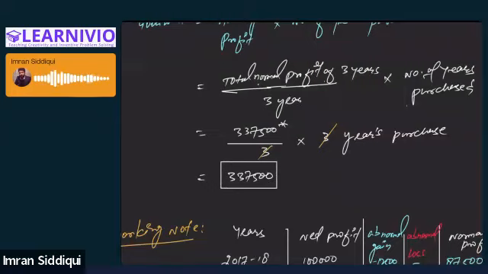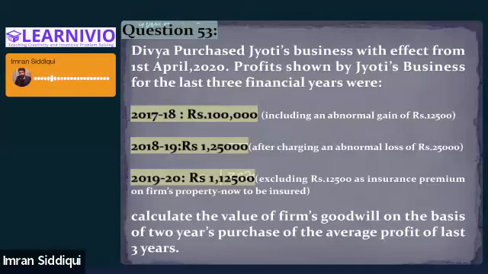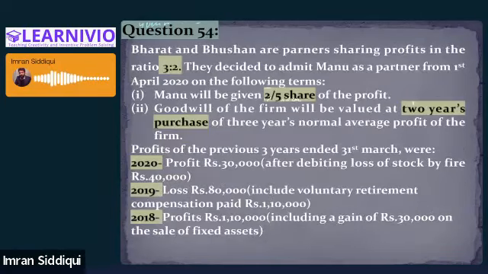Tell me if this calculation is clear to both of you. Yes, sir. Okay. So this is the right answer. Yeah, sure. Thank you, sir. Okay. Now we can move to the next question. Question number 53, this was, and now we'll talk about question number 54.